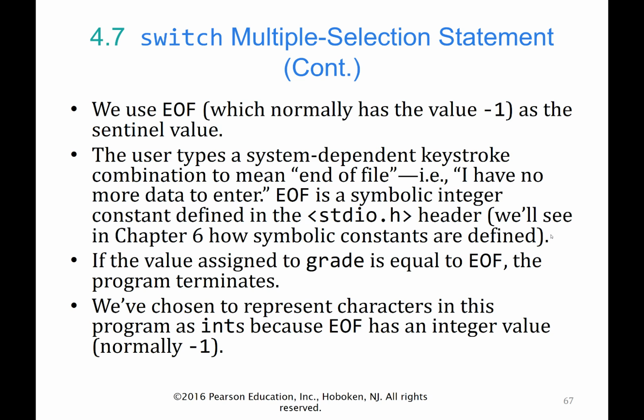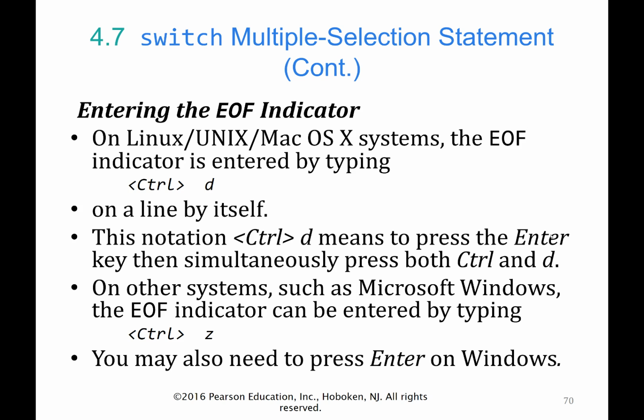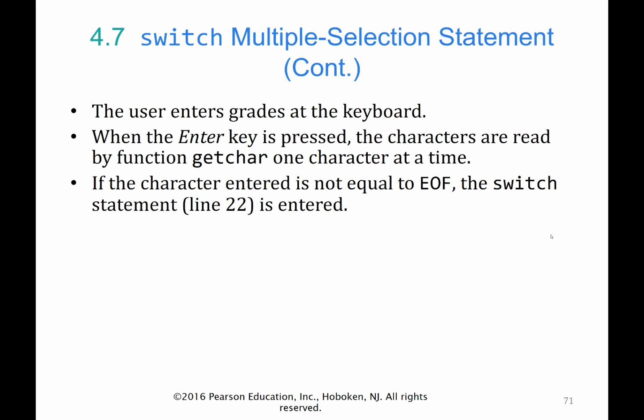We've chosen to represent characters as ints because EOF is normally -1, but I'm going to skip all that. Control D is Unix and Mac and a character. It's different than it is for Windows.